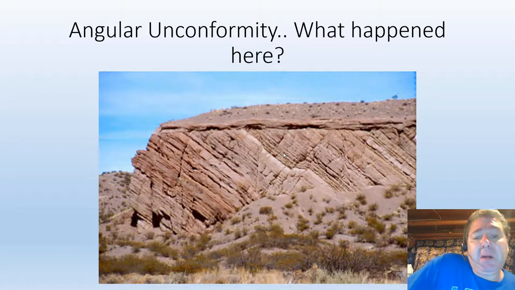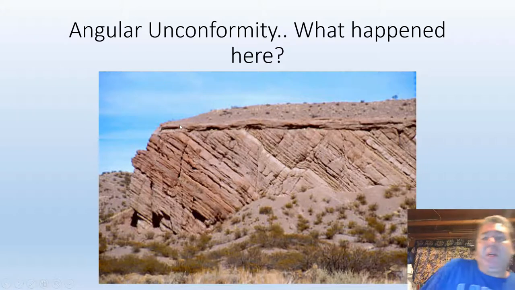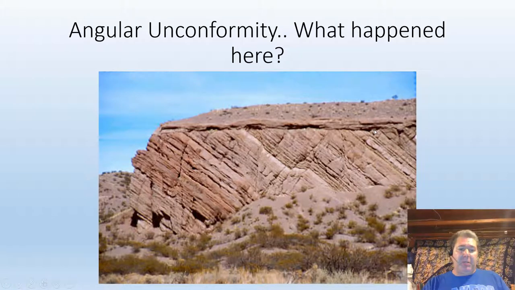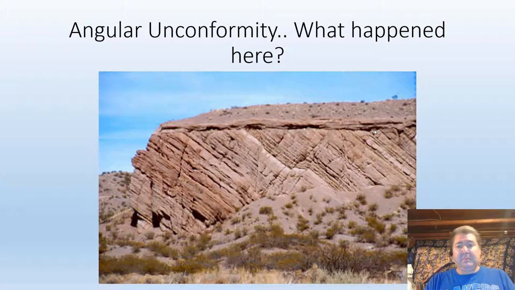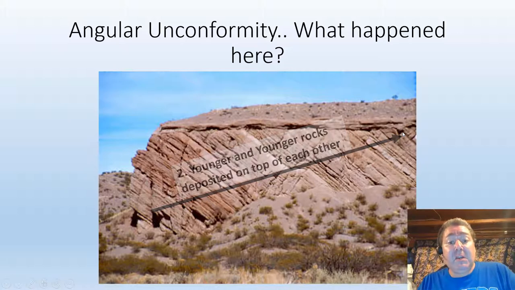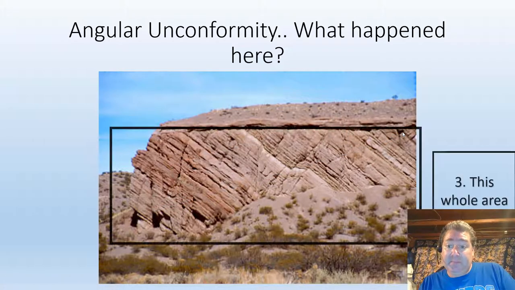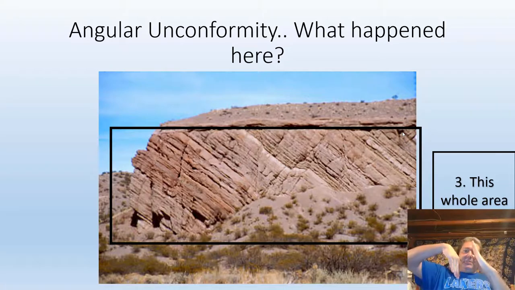This is a special type of sequence of events here that we can determine. This one's called an angular unconformity. An unconformity simply means missing rock or missing time, right? So what happened here? Well, let's take a look. To form this angular unconformity, first the oldest rocks were deposited at the bottom, right? Younger and younger rocks were then deposited on top of each other. We must remember these were originally deposited horizontally, right? So then this whole area, which was once horizontal, has now been uplifted and tilted. So that's the uplift it experienced.